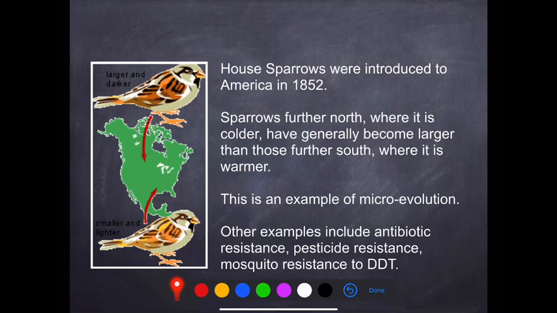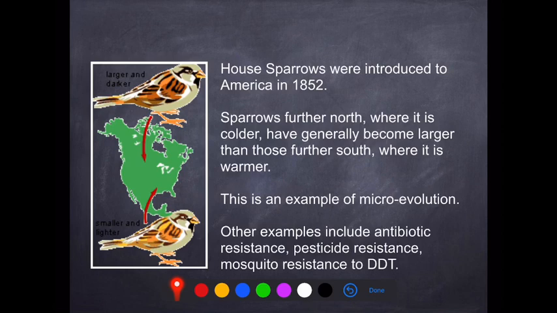Okay, let's just look at some examples of microevolution. So here we've got some house sparrows. I'm sure you've seen common garden sparrows, the Cape sparrow in your gardens, the one with a little white C around its eye. If not, go into your garden and have a look. Anyway, house sparrows, a particular species of sparrow. This house sparrow was taken to America in 1852. And here we are 200 odd years later.